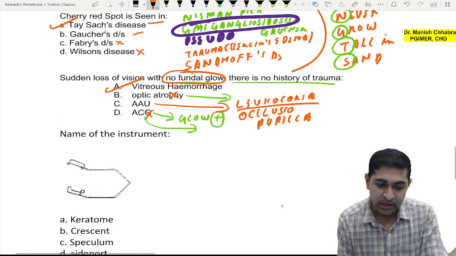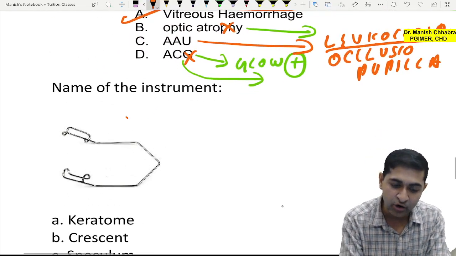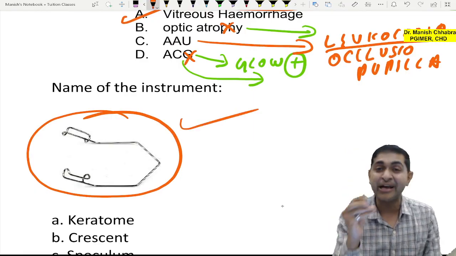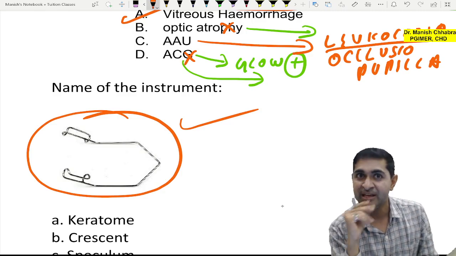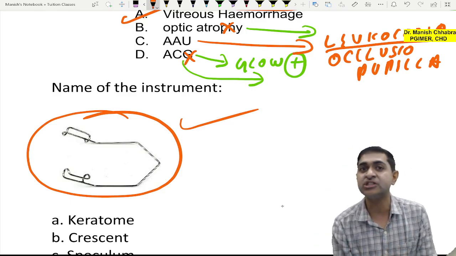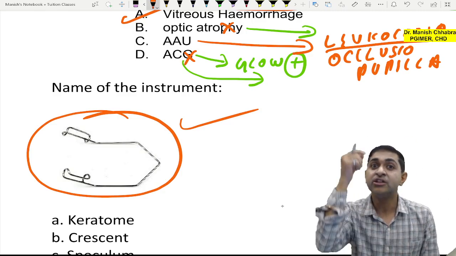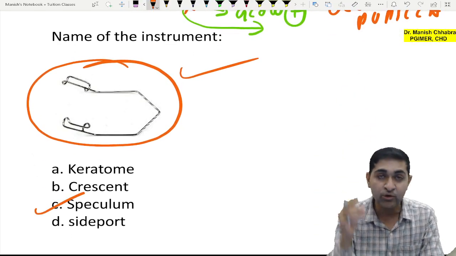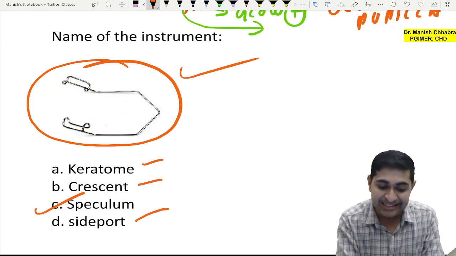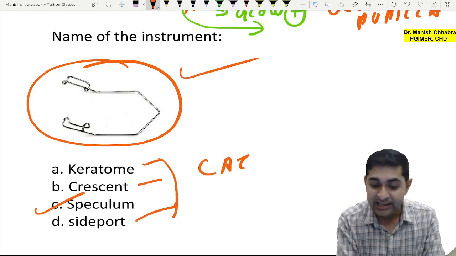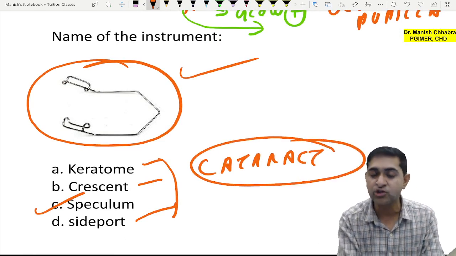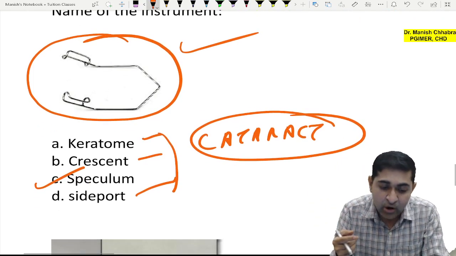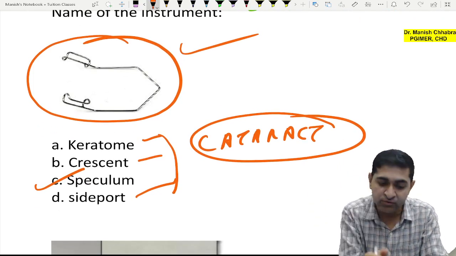Okay, now the last question, name of the instrument. If you have seen my cataract video, there was a speculum placed in the eye so that I could perform cataract surgery. In my LASIK surgery video, there was also a speculum placed to keep the eye open. This is your speculum. The other options were keratome, crescent and side port. These three are used in cataract surgery. Of course, the speculum can also be used in cataract surgery. It is used in all surgeries in which you need to open the eye. So I have put up specifically the images of these three things.